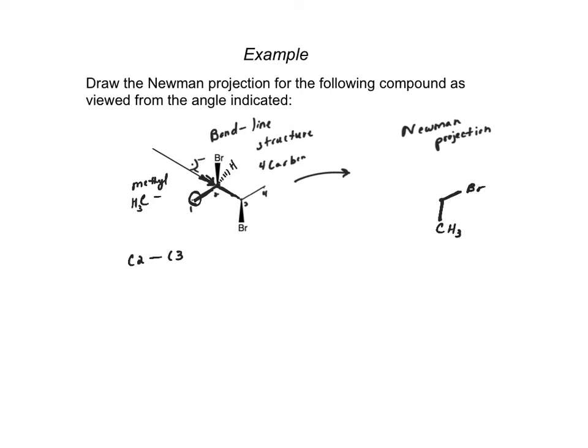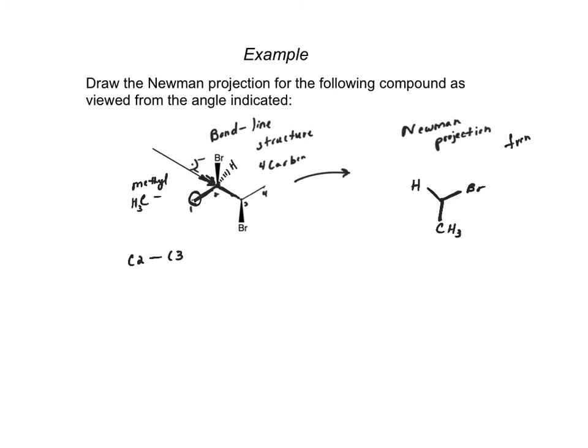So that implied hydrogen is going into the board. And as I'm looking down this bond axis, that other hydrogen appears to be pointing up and to the left. It's hard because I'm using my hands to try to imply what I'm looking at, but you guys can't see that. Okay, so again, this is our first step.